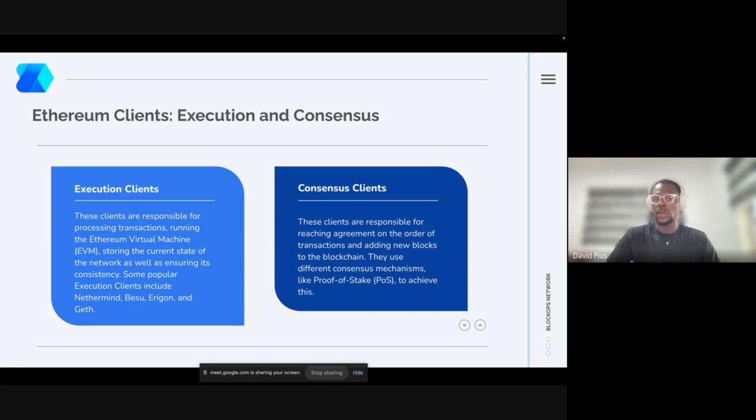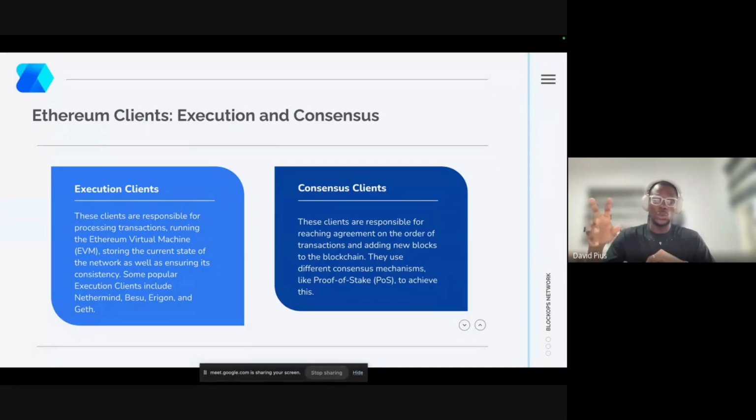So for consensus clients, these clients are responsible for reaching agreements on the order of transactions and adding new blocks to the blockchain. In the Ethereum network, it's a decentralized network, so there has to be an agreement, because everybody should not just come and add data, right? The consensus client is also what enables that agreement.